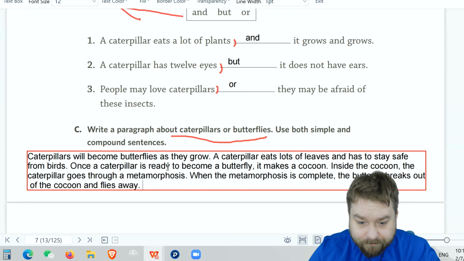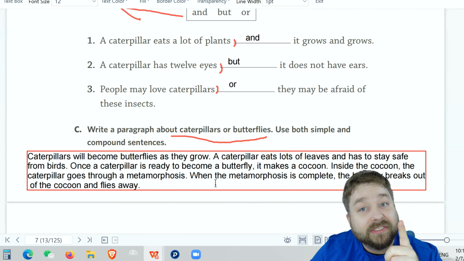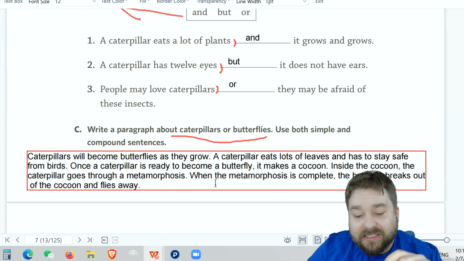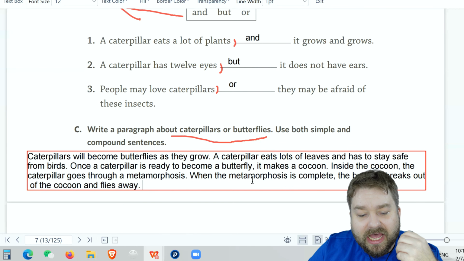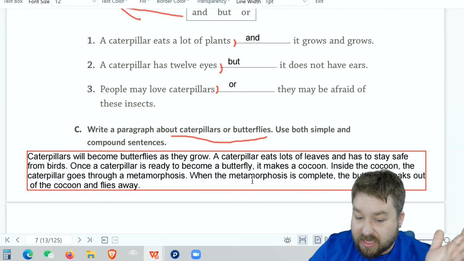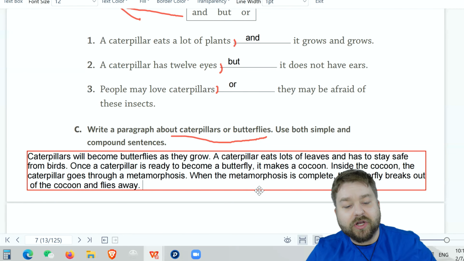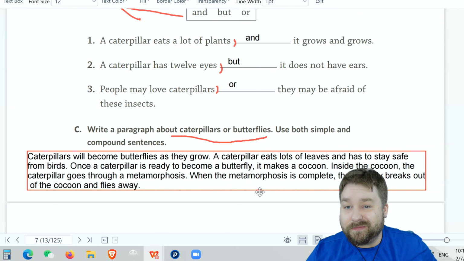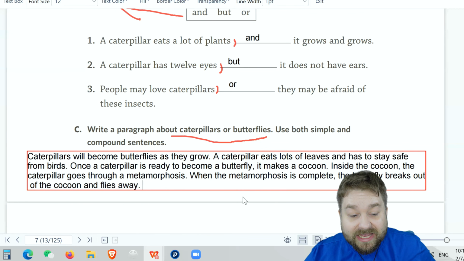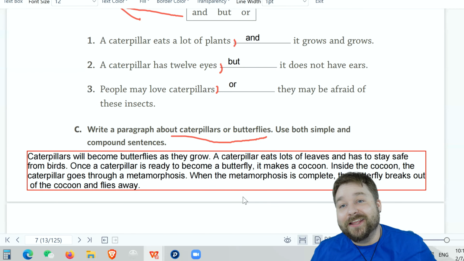And that's it. Let's read that back. Caterpillars will become butterflies as they grow. Simple sentence. A caterpillar eats lots of leaves and has to stay safe from birds. Compound sentence. Once a caterpillar is ready to become a butterfly, it makes a cocoon. True. Inside the cocoon, the caterpillar goes through a metamorphosis. Ooh, big change. Metamorphosis means big change. When the metamorphosis is complete, what happens? The butterfly breaks out of the cocoon and flies away. Another compound sentence. And just like that, we're done.